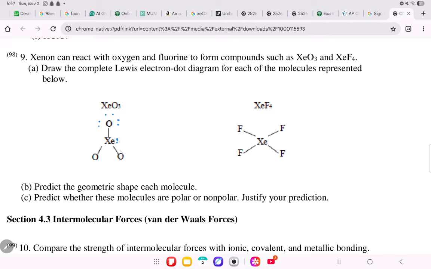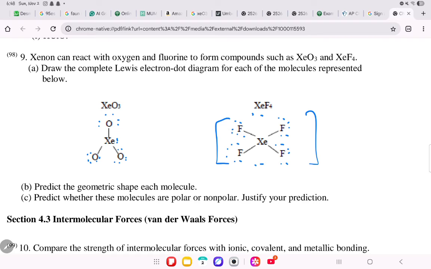It will look like this. And then here, it looks like this. This is from the answer key.